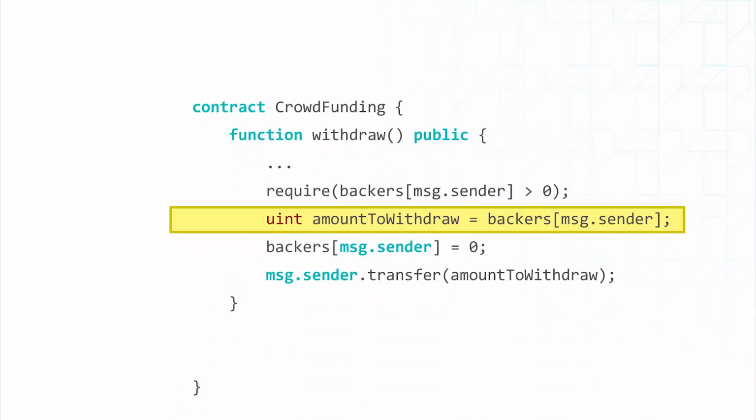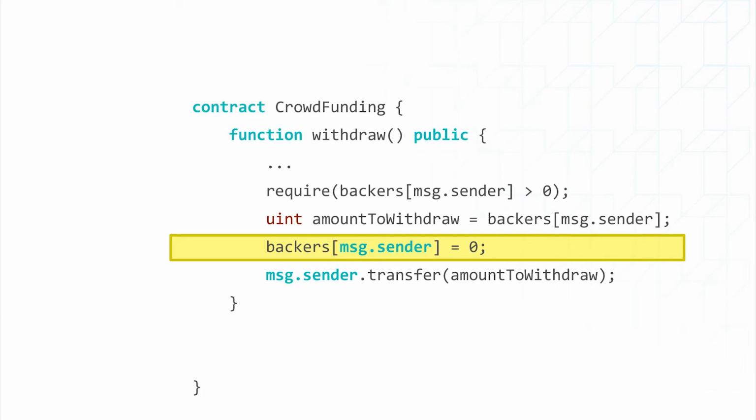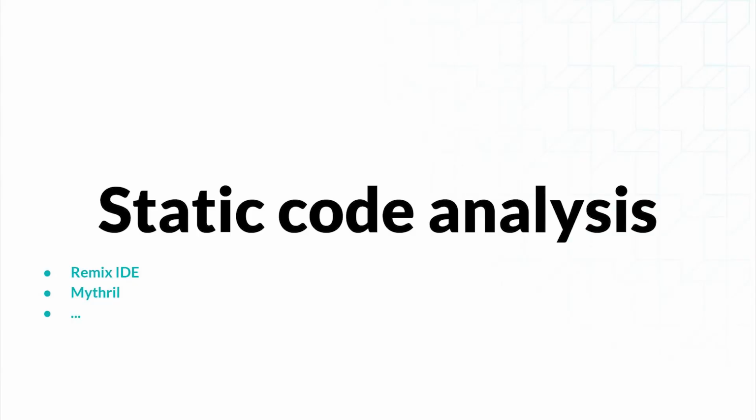So the secure version looks like this. We just need to remember what we are supposed to withdraw, change the internal state, and then call it. Of course, security is a serious concern. There are several countermeasures to mitigate any risks. First of all, there is static code analysis. Even this code that I presented earlier has several issues, so please don't use it in production.